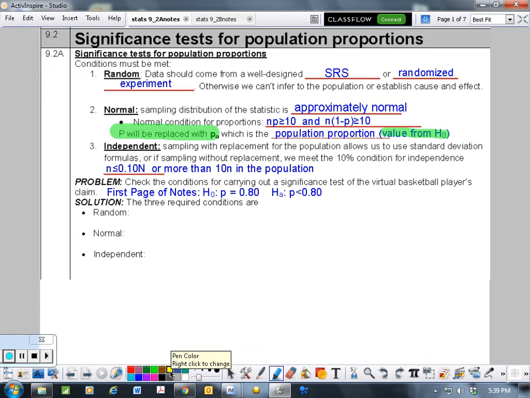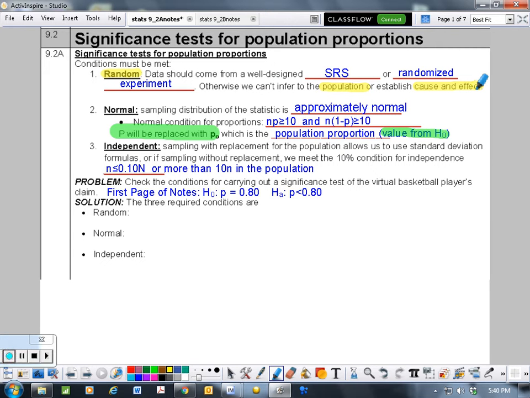The first one is that it has to be random. Our data must come from a well-designed simple random sample or randomized experiment. In other words, the information we have cannot infer to the population or establish cause and effect. Cause and effect comes from our experiment. Inferring to the population means that we've had a really well-designed random sample.